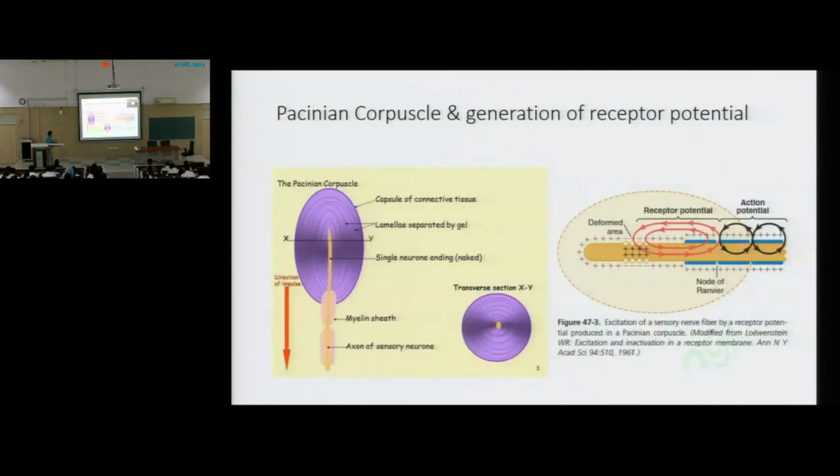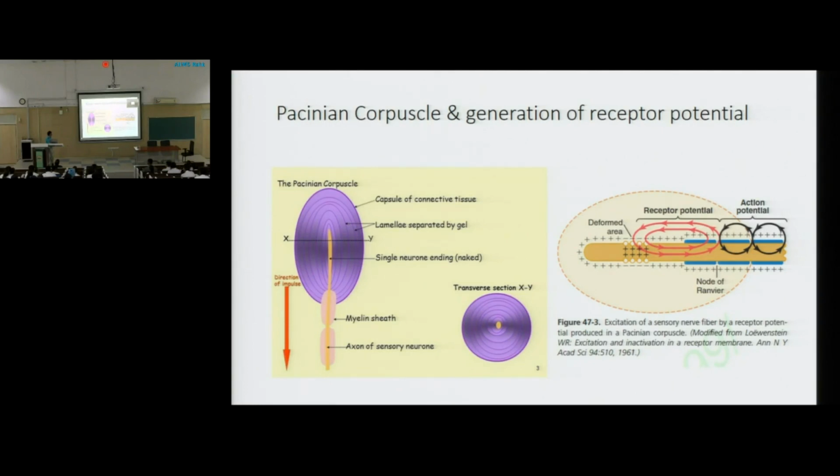You can see here the structure of this Pacinian capsule. There is a capsule of connective tissue and various lamellae which are separated by a gel fluid, and inside it there is an unmyelinated nerve fiber tip, and later on it becomes myelinated.